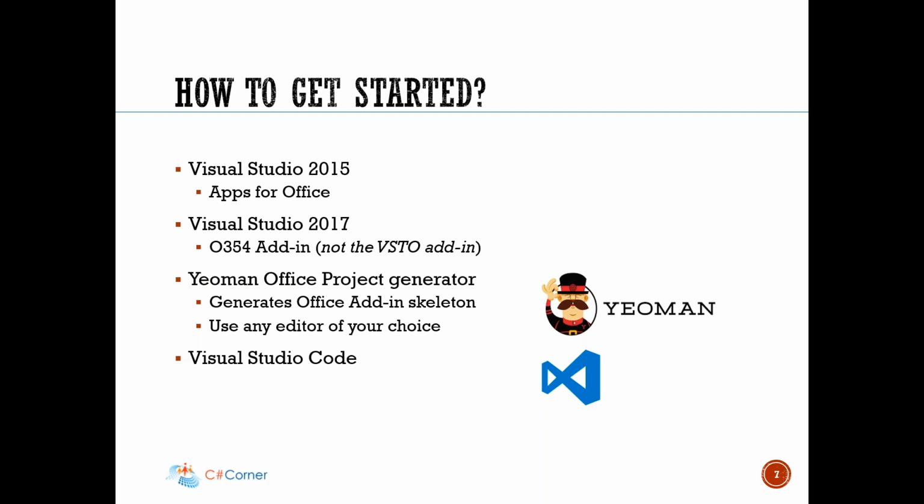You can use any editor you like, except Visual Studio, or any other of your choice, and you can start developing the Office 365 add-in. One of the popular tools is Visual Studio Code. So you generate a project with your Yeoman Office project generator, and then you do the coding in Visual Studio Code. In this demo, I will also show you later on how you can do that.